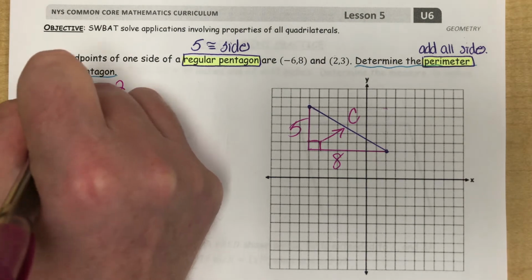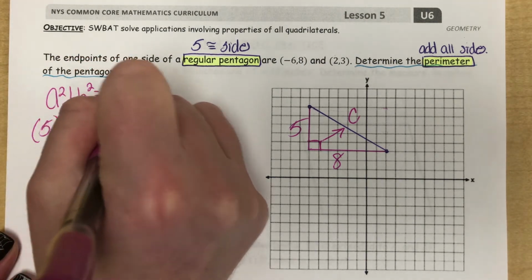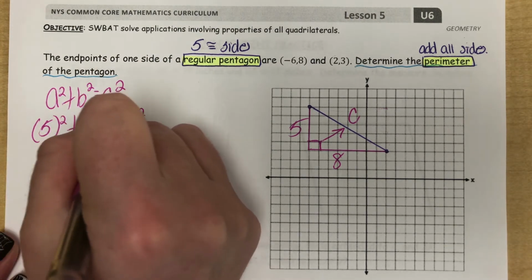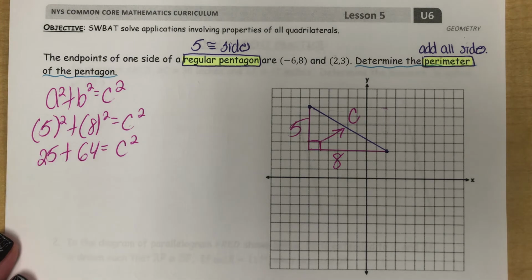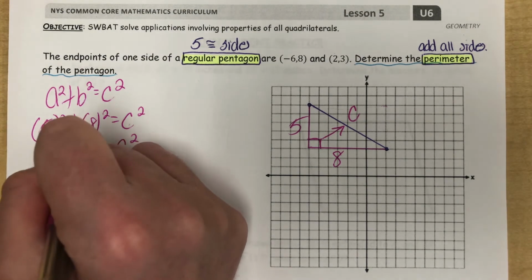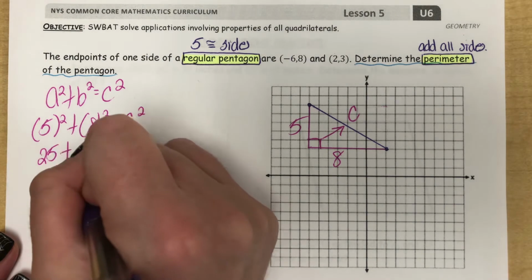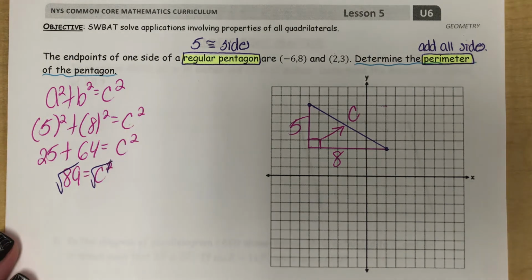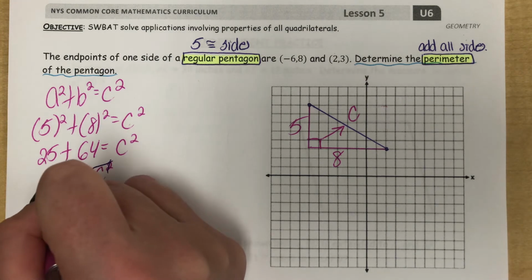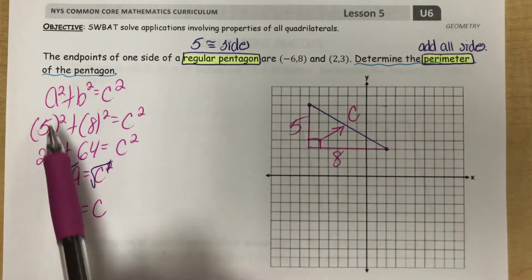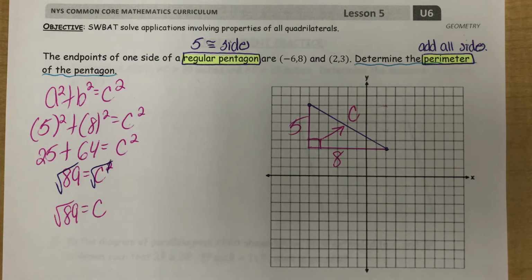5 squared plus 8 squared equals C squared. 5 squared is 25. 8 squared is 64. That equals C squared. When I add 25 and 64, I get 89. If I want to get rid of squaring, I have to square root. That gets rid of the exponent of 2. So again, the square root of 89 is not nice. It doesn't say anywhere, round to the nearest anything. All right, so I have to leave it in simplest radical form. This is how I have to leave my answer.